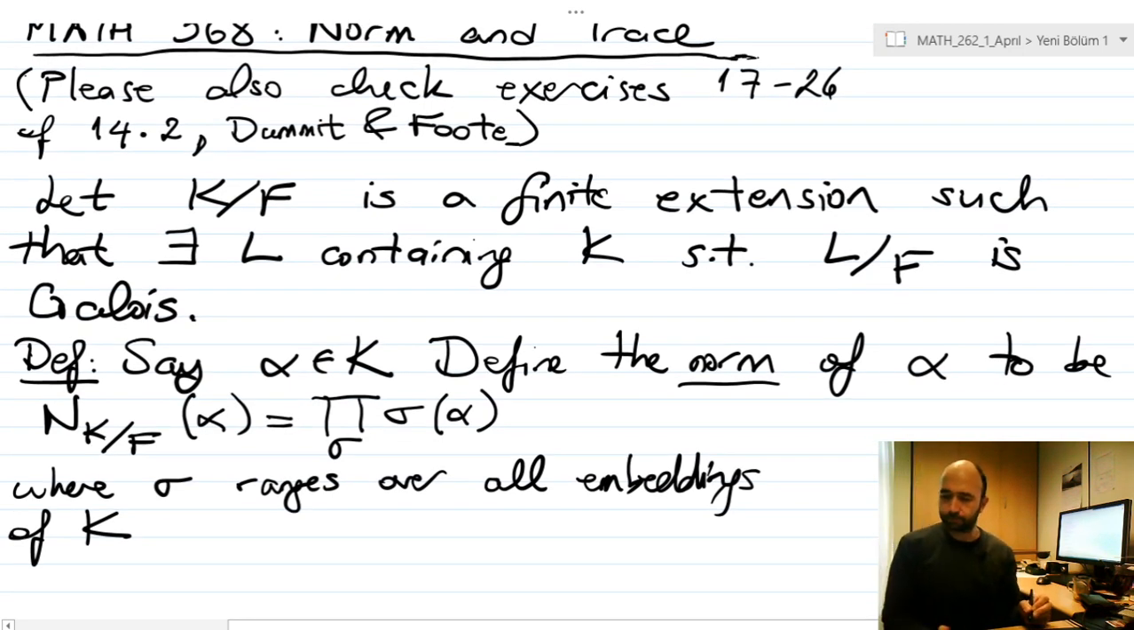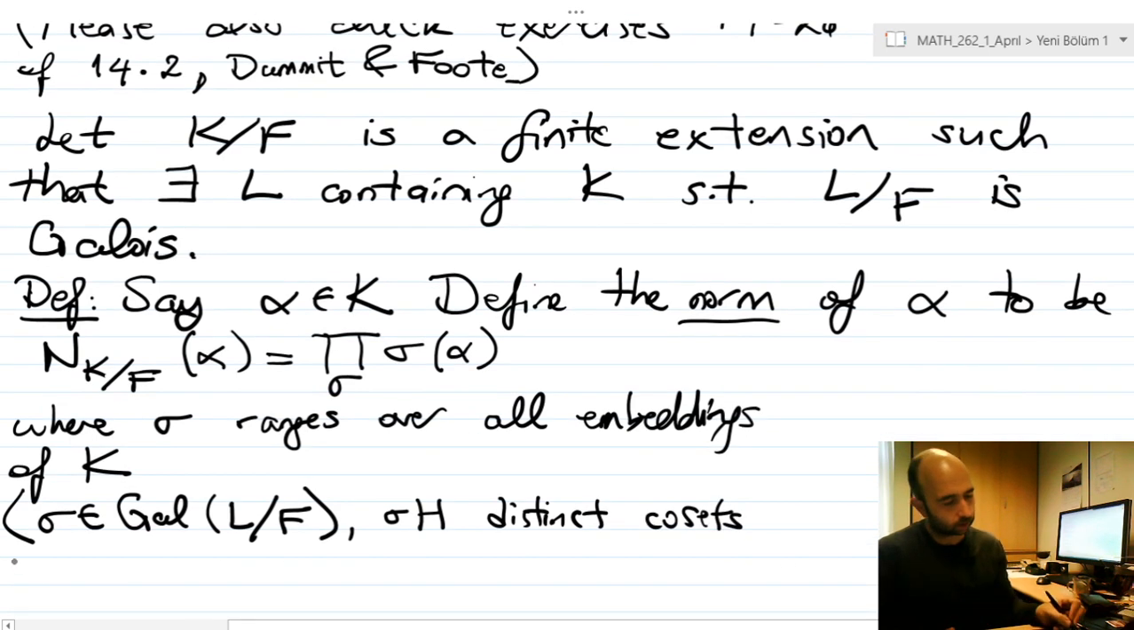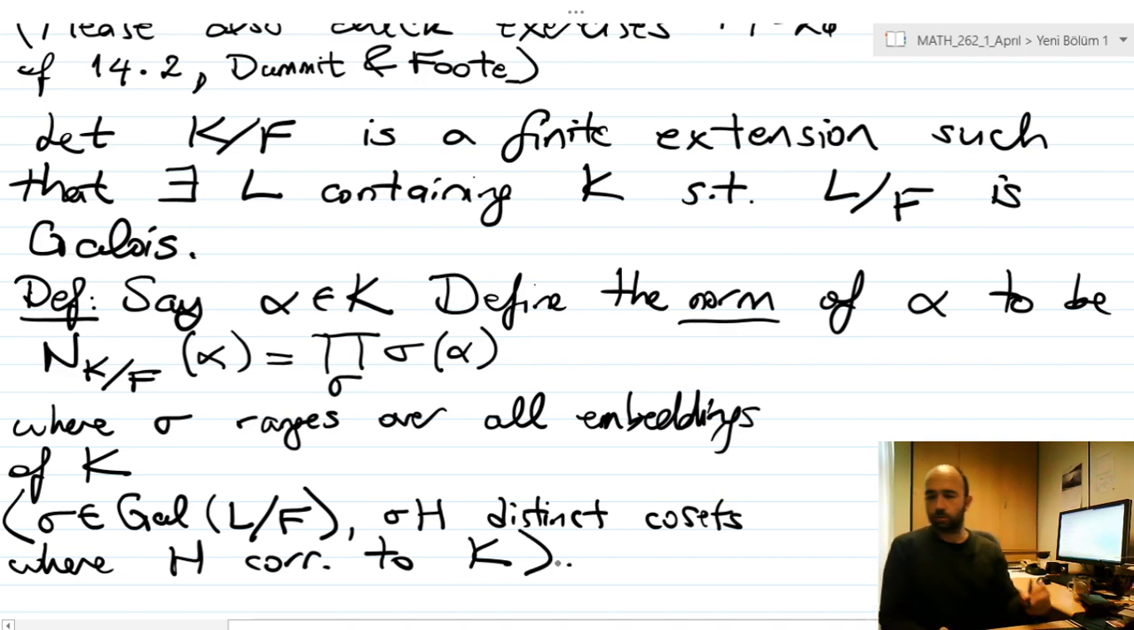Another way to think about it is you can think of all elements in the Galois group of L over F, but you just take some different coset representatives for the group corresponding to K. So, sigma H, distinct cosets, where H corresponds to K. What you want to get is exactly the degree of K over F many embeddings of K, and that's how many there are. So you get all possible conjugates.